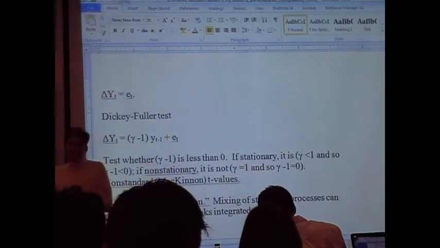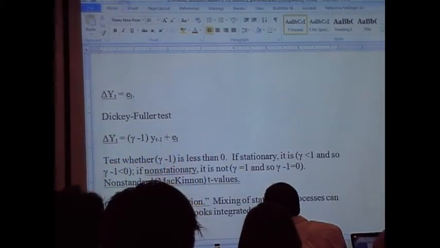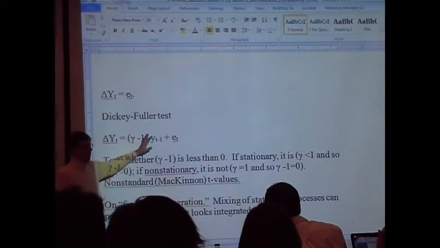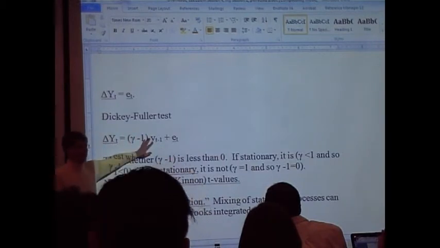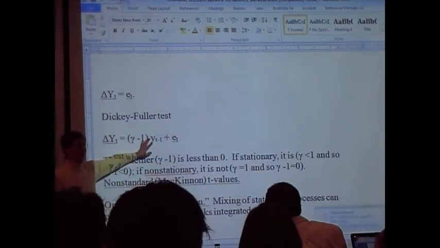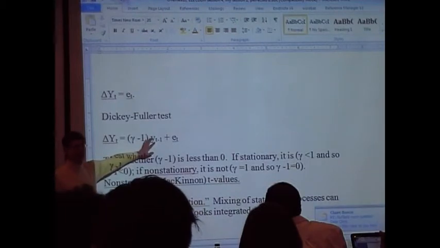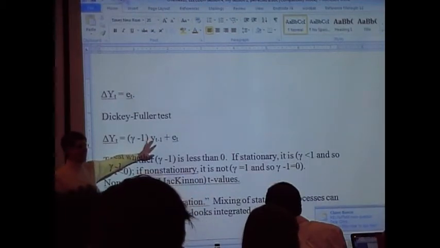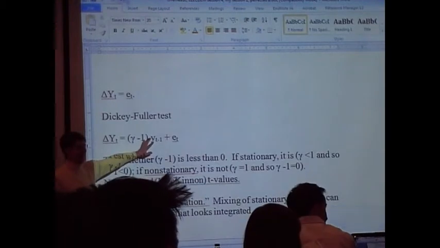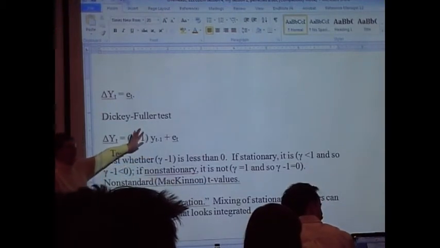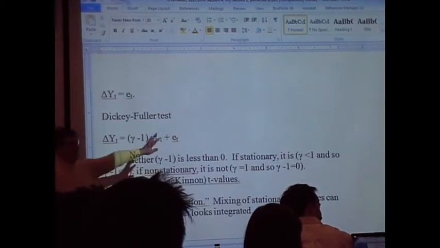These are imperfect tests because they're biased towards finding a unit root, right? You have to reject the null of a unit root. Mark is particularly upset about this. When you fail the test, there's still a 95% chance that you're okay. This is not a nice test.